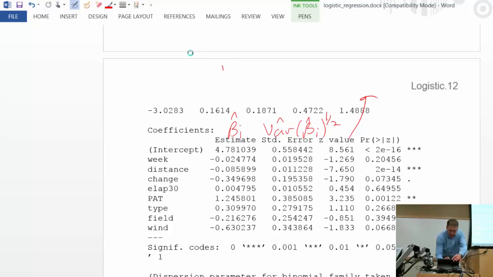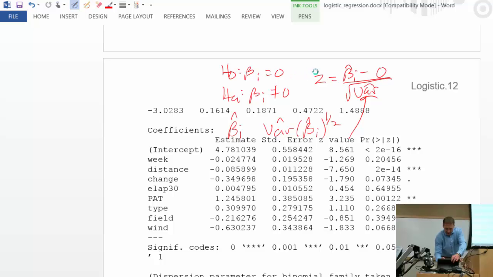This is going to allow us to perform a hypothesis test to test whether or not a particular variable is important to include in the model. So it's just the standard beta i equal to 0 versus beta i does not equal 0. And my test statistic, we'll call it z because we're going to use a standard normal approximation for it, is beta hat i minus 0 over the square root of the estimated variance of beta hat i. So we use a standard normal approximation with it.